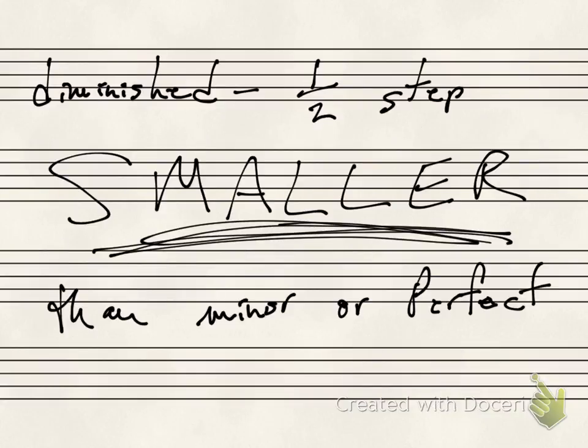Now, we get to the next one. Why do you think I wrote the word smaller so big up there? Yeah, I want you to remember, exactly. Because so many kids, I teach that word, I stress that word every time, and then some kids say it's lower, it's flatter, it's a half step lower. No, not necessarily so. Okay? Diminished intervals are a half step smaller than a minor or a perfect interval.